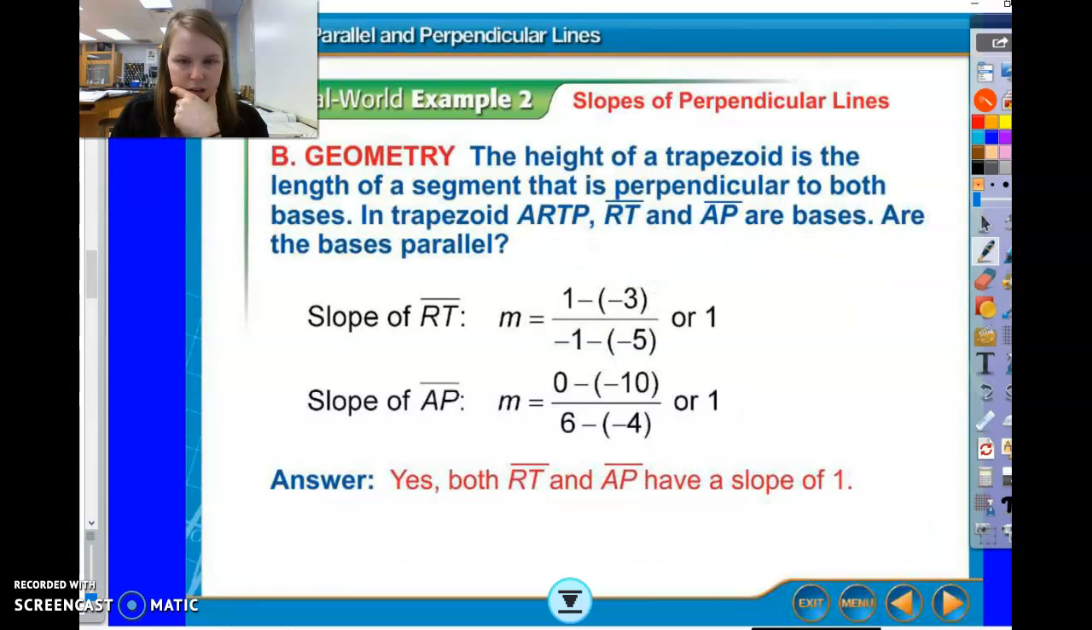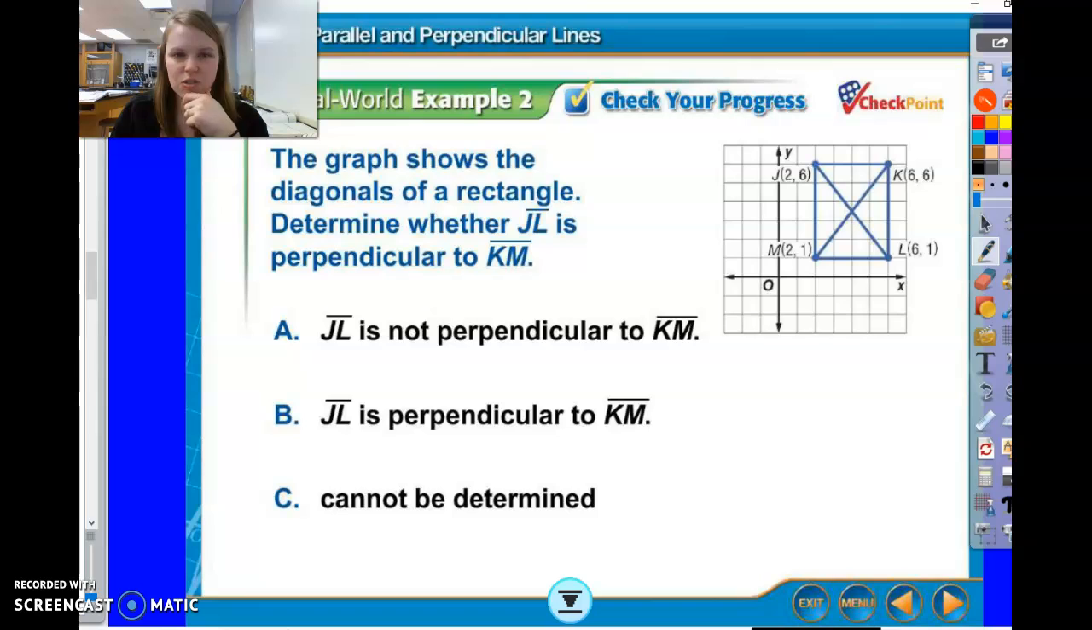Let's see what else we got here. This one is one that you can try. Pause right here, see what you can do. I'm going to talk through it. It says the graph shows the diagonals of a rectangle, and we're supposed to figure out whether these diagonals are perpendicular. Might be. Looks close.